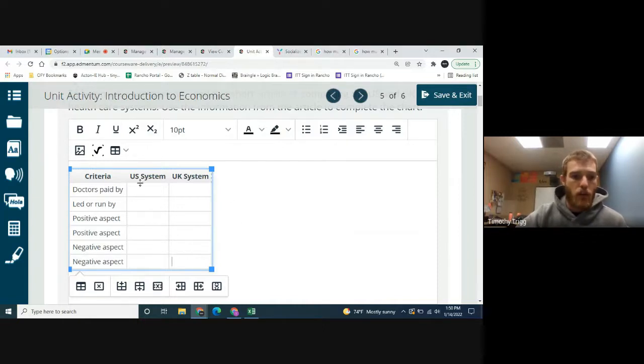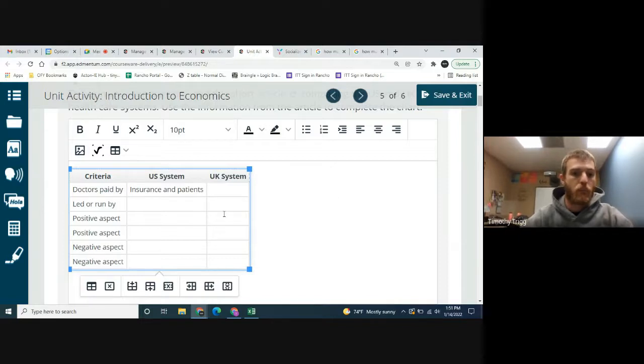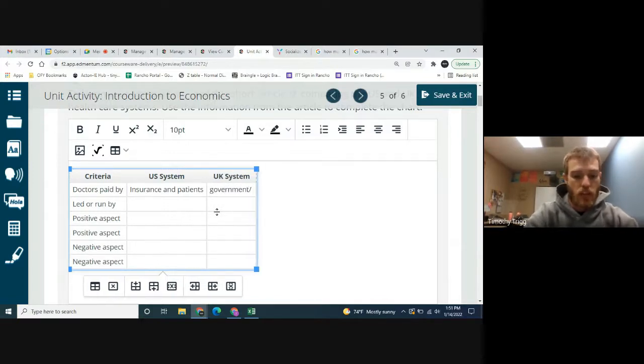So for doctors paid by, in the US system, generally speaking, the doctors are paid by insurance and basically customers, or in other words, patients, in the case of the healthcare system. Now in the UK, they have a socialized medical system. So in other words, the taxpayers are essentially what pay the doctors. So we could say the government, taxes.